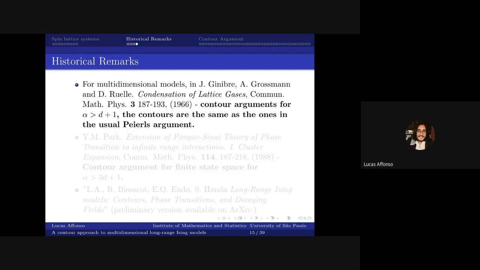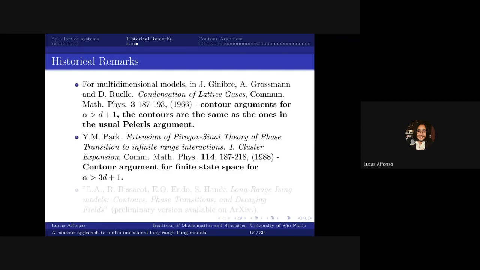After that, we have a result by Park using Pirogov-Sinai theory. In this work, Park managed to extend Pirogov-Sinai theory, a contour argument, to different state spaces, finite state spaces. So in this work, he can study the long-range Potts model, for instance. But now he has to make an even stronger requirement on the decaying parameter. It should be bigger than 3d+1. All these conditions are, as I said, strange for ferromagnetic models.